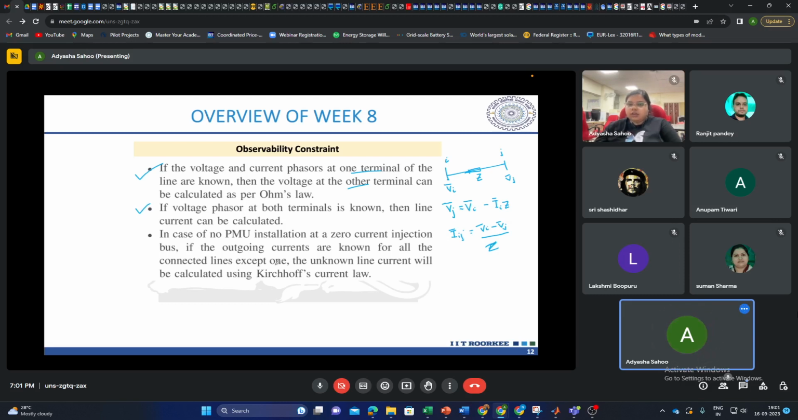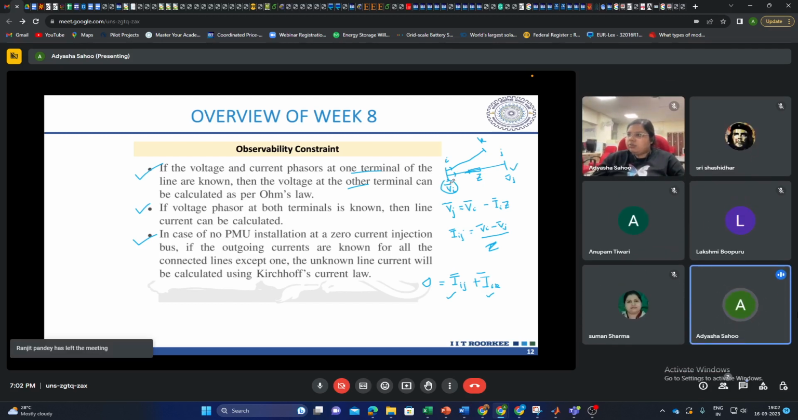And basically if there is no incoming current here, and let's say we have two lines here, what is the incoming current? That is 0, right? Basically injection is 0, so that should be equal to the outgoing. And what is outgoing? It is Iij plus Iik. So once this is known, you can also calculate Iik, that will be negative of Iij. So in this way, if you know the voltage and current phasors at a bus, then you can consequently calculate the voltage at the other terminal, the current flowing through the line, and if there is no injection, you can also calculate the power flowing through the other lines.